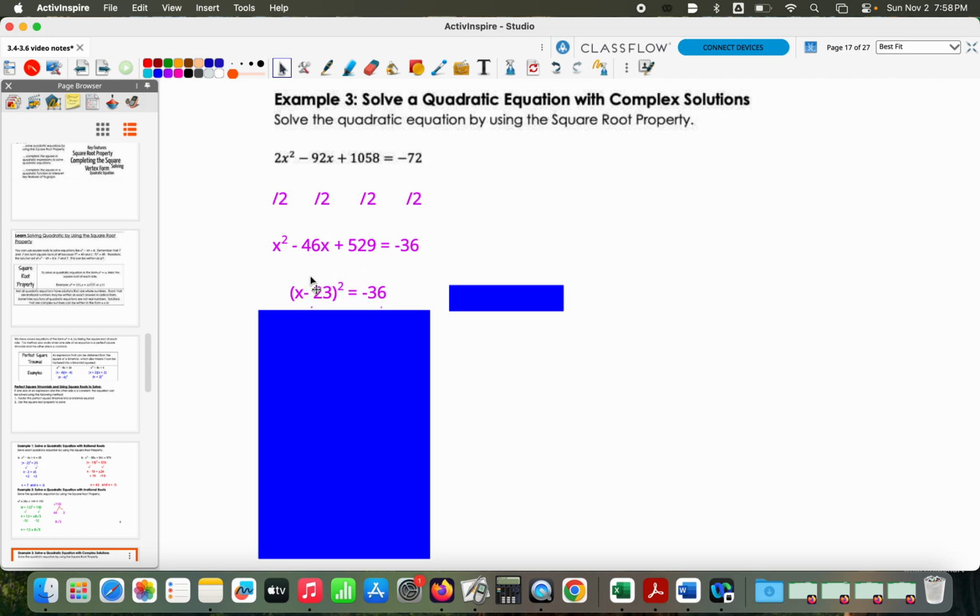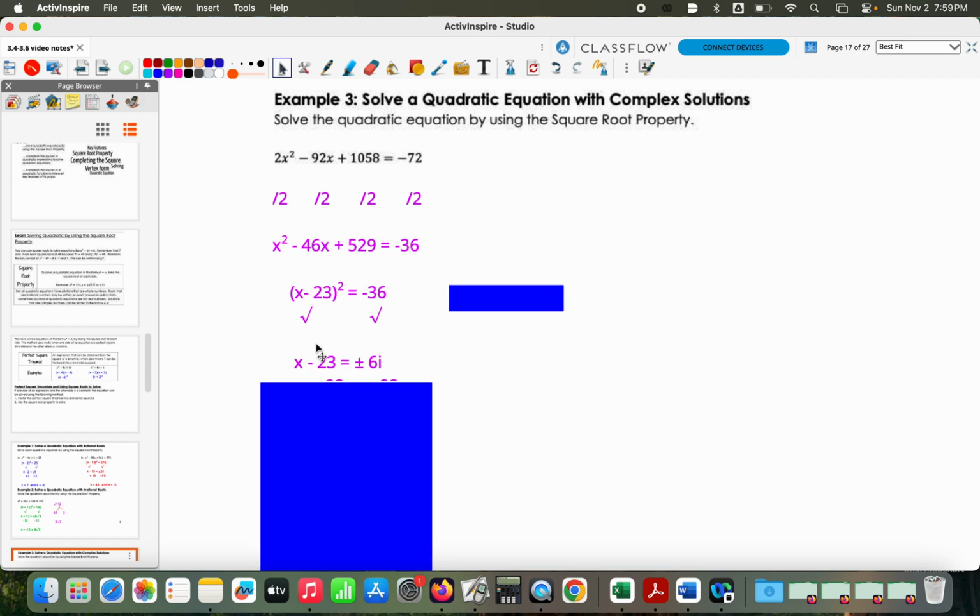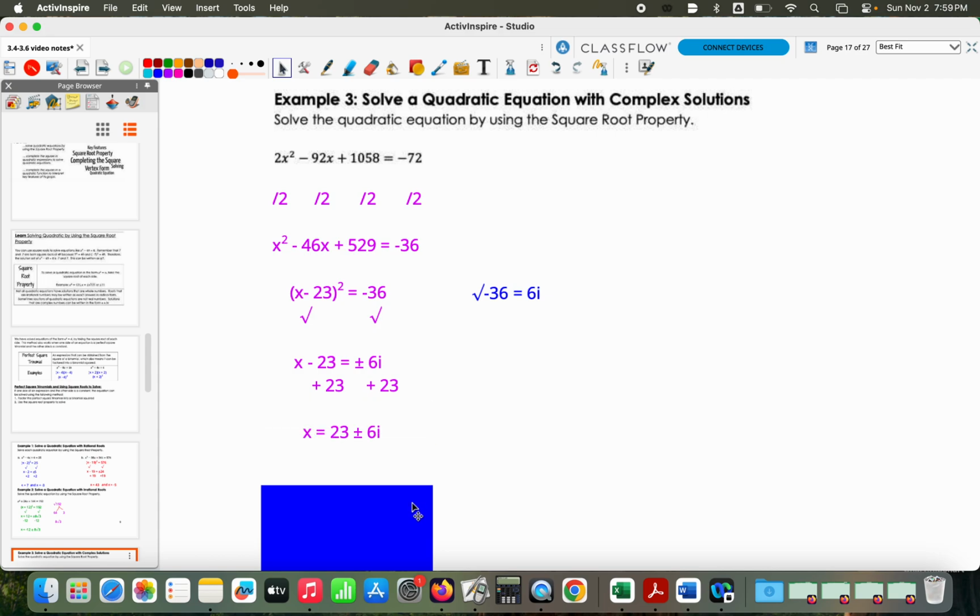So I set it up in this factored form here, and I can square root both sides, and now I just have x minus 23. When you square root this, remember we have issues with square rooting negatives, and it's going to involve i. We can't square root 36 to just 6, it's going to be 6i. Again, don't forget your plus and minus, whether it's real or imaginary or complex or whatever. We just need to move the 23 over, and then this would be my final answer. Let's put the real part first, plus or minus the 6i. And there you go.